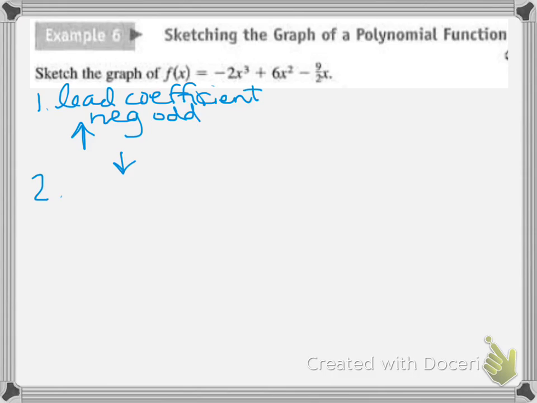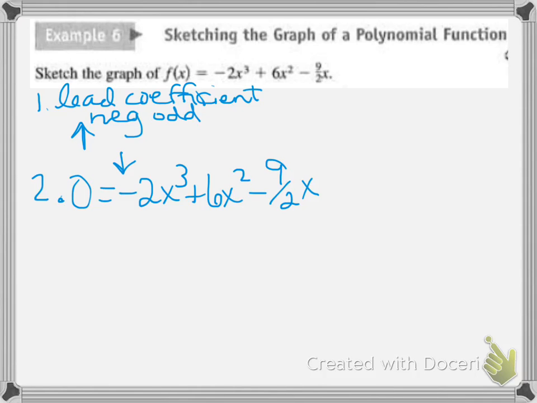The second thing I need to do is what? The zeros. So we're going to plug 0 in for f of x, and we're going to solve for x. Okay, how do I solve for this?